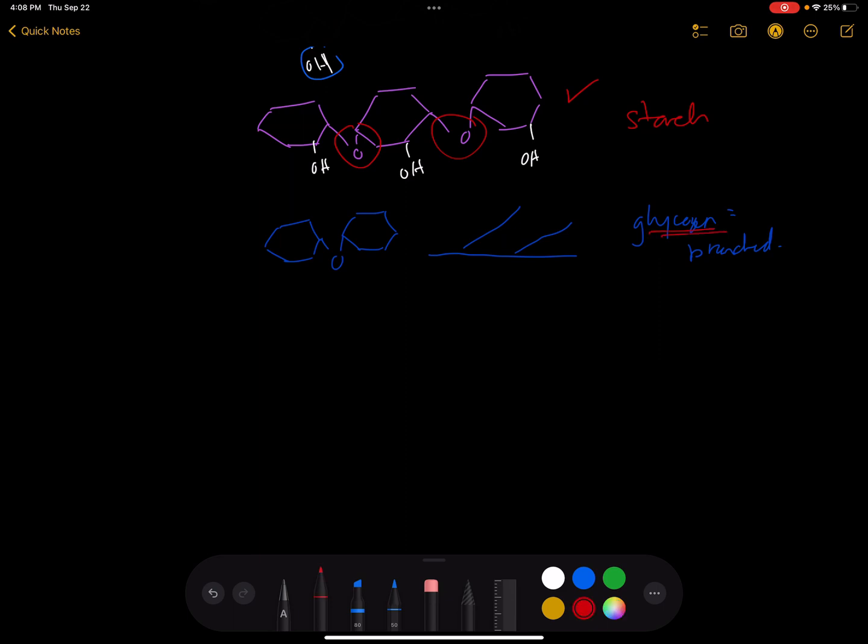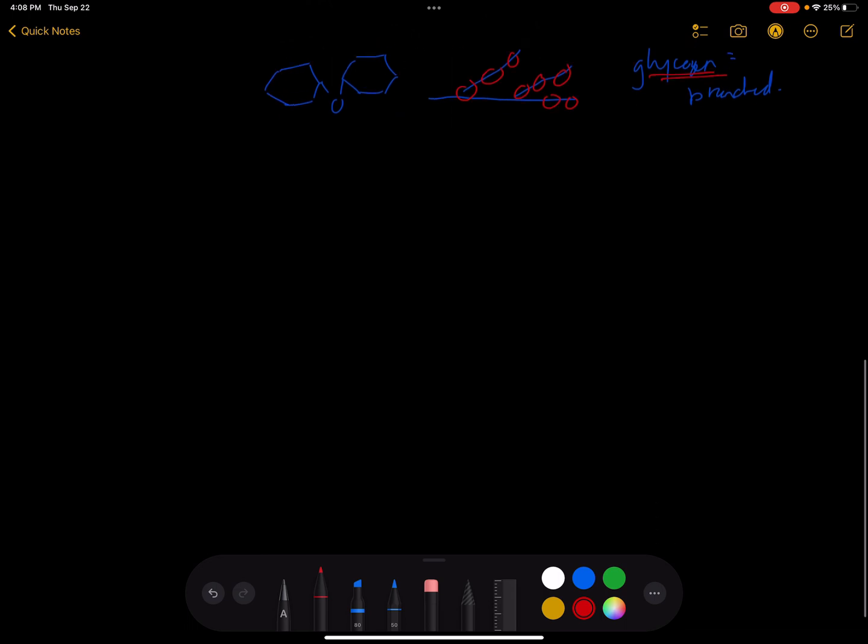I want to use this as a quick energy. So the more branches I have, that means the more opportunities I have to break those bonds up, which will get my energy more quickly. All right, so let's build. Let's start with a monomer.